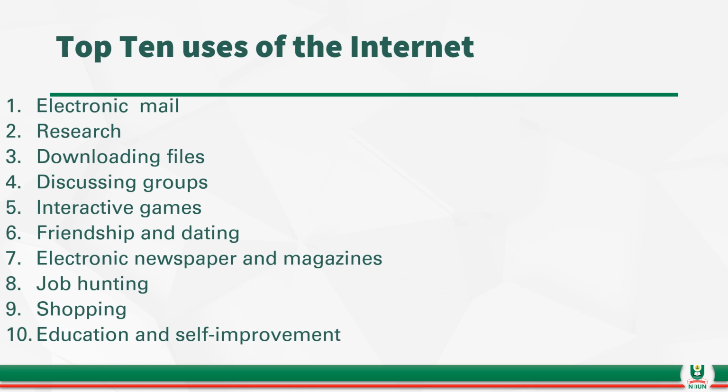The next thing to look at here is the top 10 uses of the internet. Everybody falls into one or two of these categories. The first one is electronic mail. We all send emails to each other, and this is done with the use of the internet. People who work in the same office but different locations, they can send mails to each other. I, as your facilitator, send emails to you and you also send emails to me.